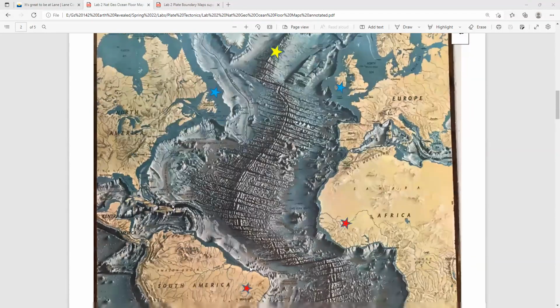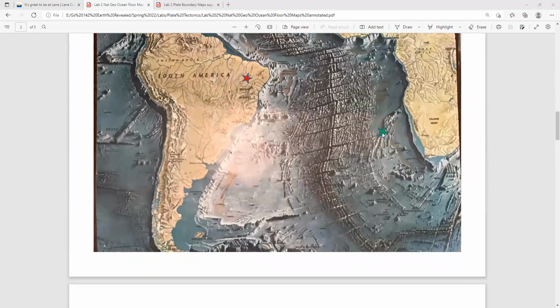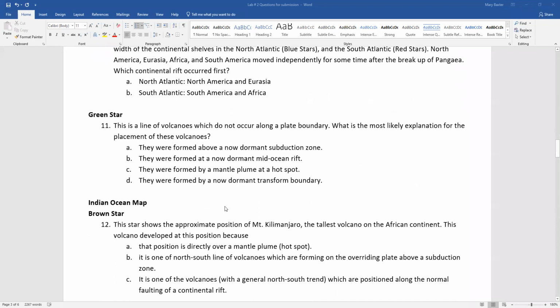And I think we have one last thing on here. That's this green star here. Okay, so what are we asking about the green star? This is a line of volcanoes which do not occur along a plate boundary. What is the most likely explanation for the placement of these volcanoes? They were formed above a now dormant subduction zone. They were formed at a now dormant mid-ocean rift. They were formed by a mantle plume at a hotspot, or they were formed by a now dormant transform boundary.